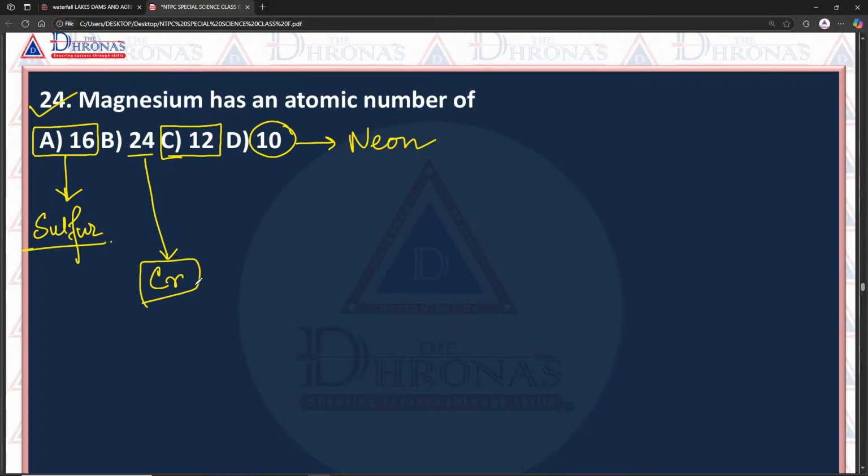So up to 20, as I said a little while ago, you definitely need to remember atomic numbers 1 to 20, from hydrogen to calcium.